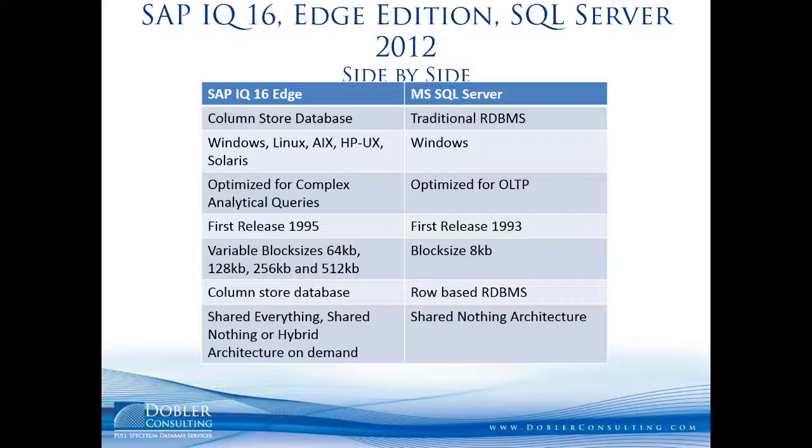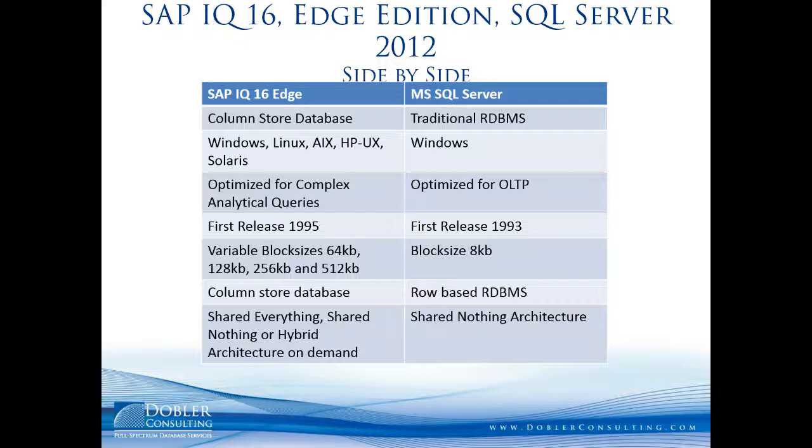So the two systems, SQL Server traditional DBMS Edge, IQ 16 Edge is a column store database, vastly different systems. IQ runs on multiple platforms, SQL Server runs only on Windows. An analytic system against the OLTP system, both are about the same age. Interestingly, they've been around for quite some time. The huge difference is the block sizes. As I explained before, how much data can you bring from the disk to the memory in one I/O? That makes all the difference in the world.